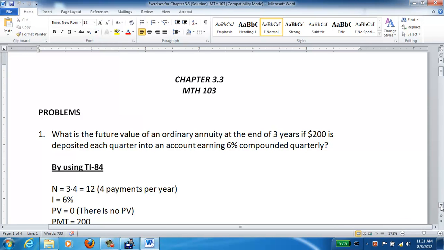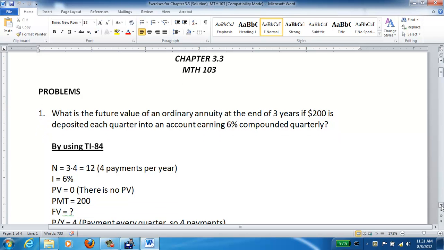Let's go to see the problems for 3.3. Problem number 1. We have a payment of 200 that is made at the end of every quarter. That means that we have 4 payments per year. The interest rate is 6% for 3 years.